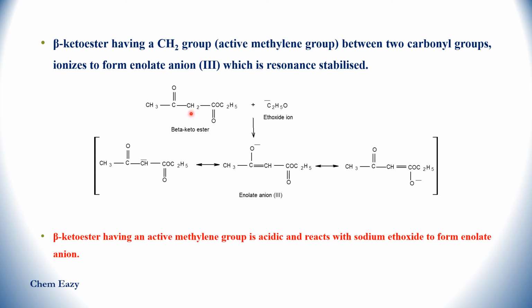Now you can see here in this beta keto ester there is a CH2 group, that is an active methylene group between these two carbonyl groups. So this beta keto ester can be ionized easily in presence of this ethoxide ion and produces a resonance stabilized enolate anion. That is, the beta keto ester having an active methylene group is acidic. It undergoes ionization with a base, sodium ethoxide, and produces resonance stabilized enolate anion.